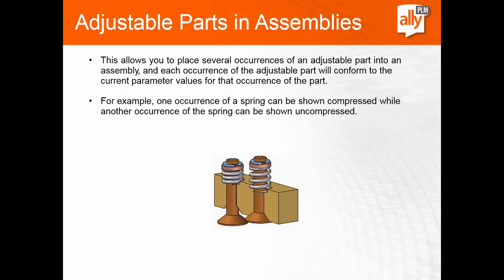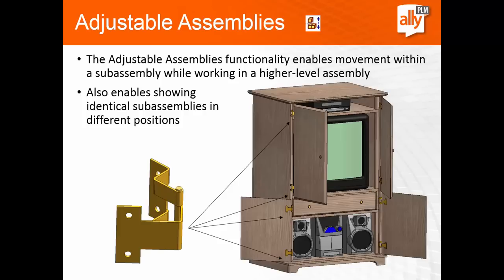Then we'll add that into an assembly and we'll adjust the assembly so you can see how those adjustable parts work. Then later on we'll take those adjustable parts and adjustable subassemblies and place them into a top level assembly and make some adjustments with them as well. So the adjustable assembly functionality will enable us to move or create movement within a subassembly while working in a higher level assembly. If an assembly is a rigid assembly, you wouldn't be able to move it.